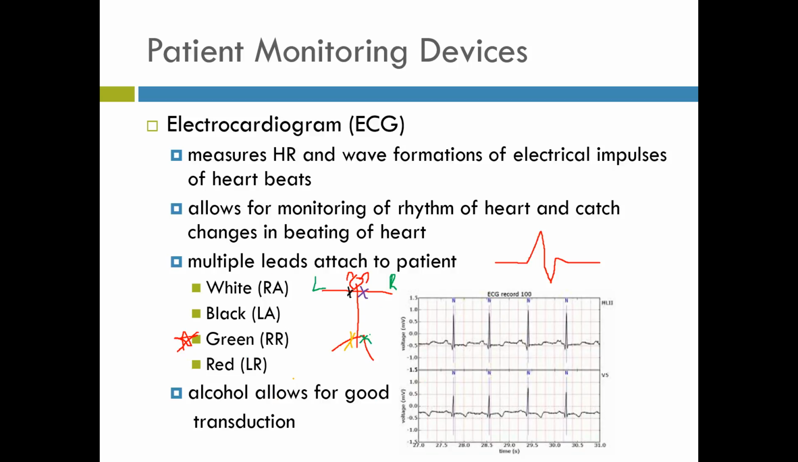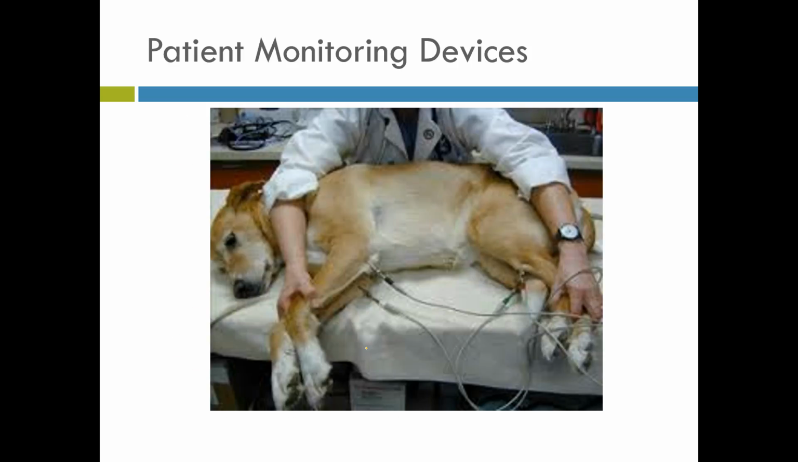So you do need to know all the different placements of these guys, so just be aware of that. After we attach those leads, we use alcohol for good transduction because they're electrical signals, and in order for the monitor to read them, they need to have this transduction solution, so we just put alcohol in those little leads there. This is a blurry picture. You can see this is where our monitors are hooked up right there, right there, and there's one down here. Again, not everybody has that fourth lead, so just be aware of that.